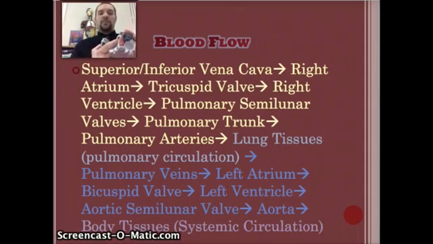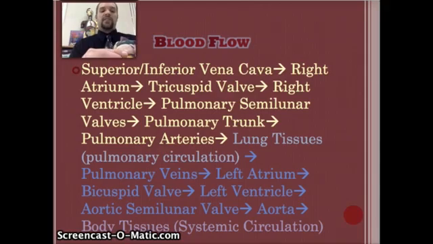From the right atrium, the deoxygenated blood is going to go through this valve. Remember, this is called our tricuspid valve. It has 3 cusps to it, and so it's going to drain down into the right ventricle. From the right ventricle, it's going to squeeze and contract, and the blood is pushed up through our pulmonary semilunar valve, which you can kind of see in there.